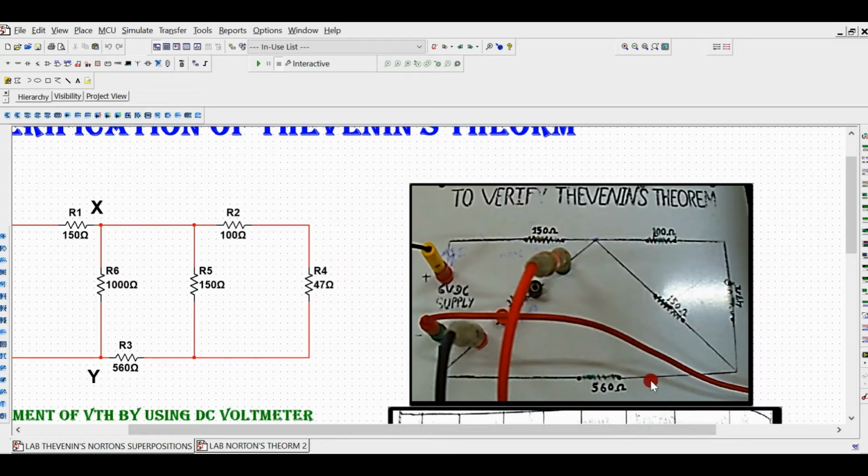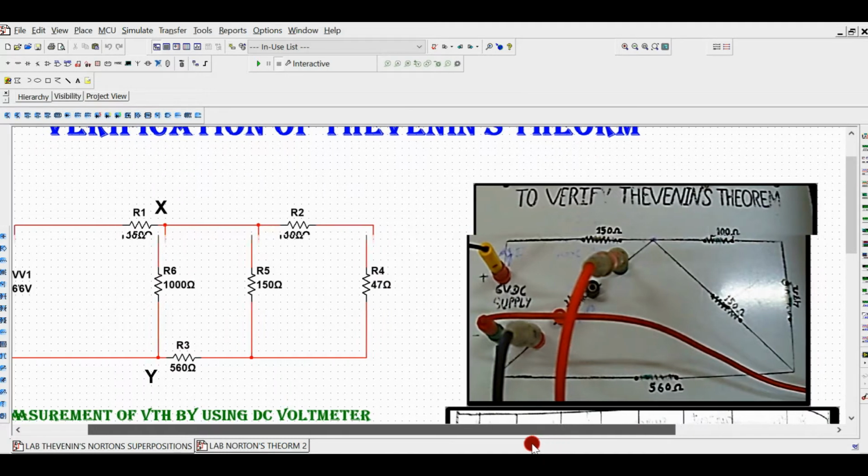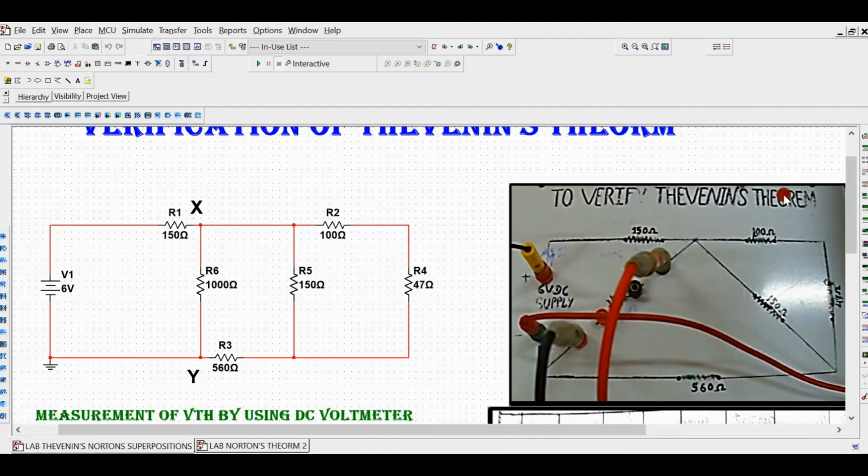Then this one at the down below side, this is a 560 ohm resistance. And then guys, these are the terminals across which the load resistance is connected. You can see, so I just prepared this circuit in the Multisim software. You can see here at the left side guys, these are the terminals. These are called load terminals. This is called X and Y.